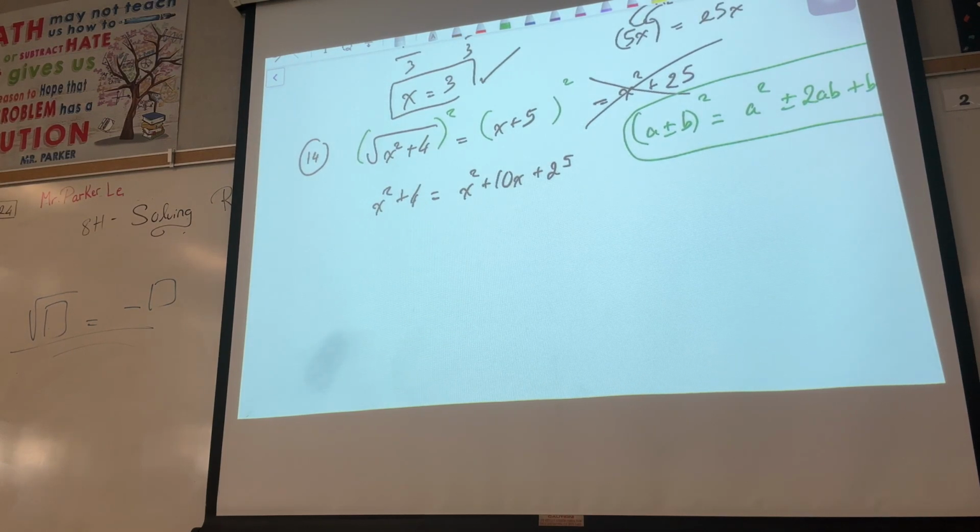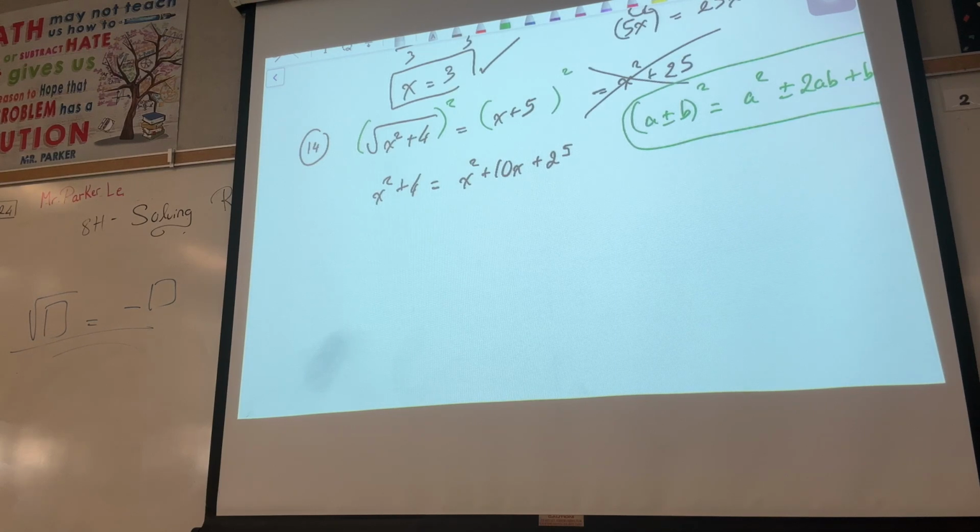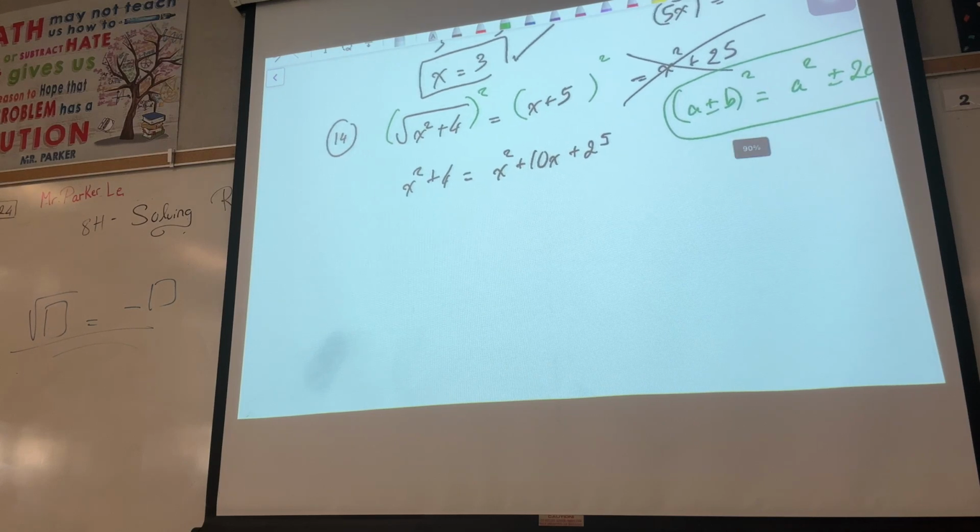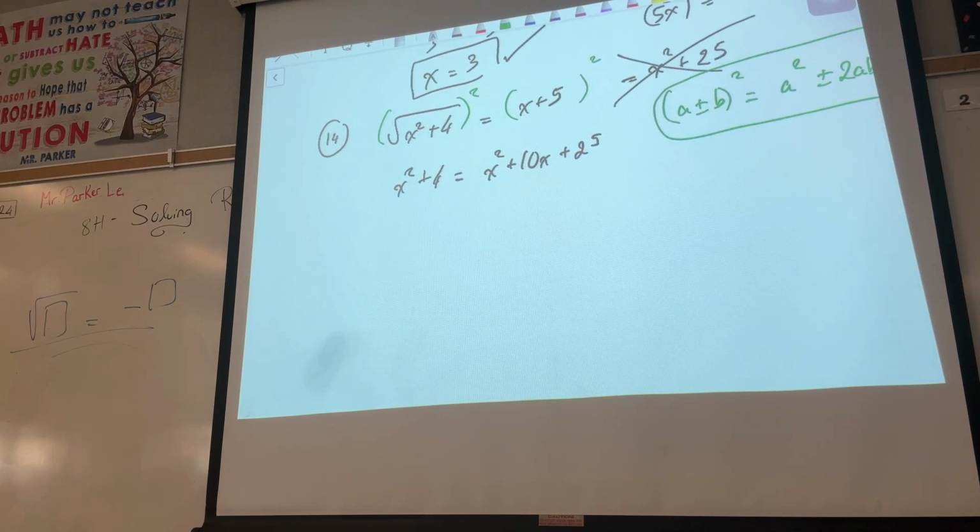x squared. Now what next? Who wants to do next? All right, Jacob, let's go. Subtract 4. Let's get rid of the x squared first, so you know which way the x is, and then you can get the number to the other side. What can you do with the x squared? Both sides have the x squared, so you can subtract the x squared. Yeah, you can cancel them out. Okay, so 4 equals 10x plus 25. What are you going to do next?